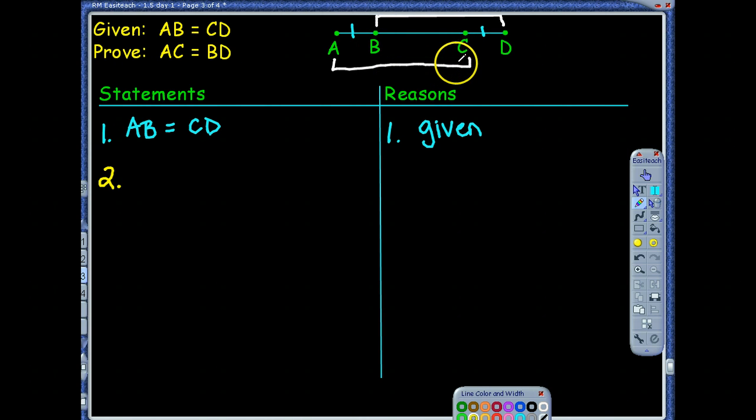And you can tell that because from the picture, it shows that AB and BC form that whole AC, so we can say that from the picture, right? Right. And again, it was kind of one of those no-brainers. That's why it's a postulate.